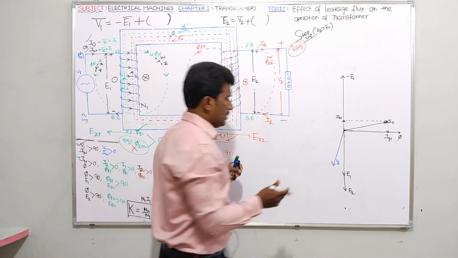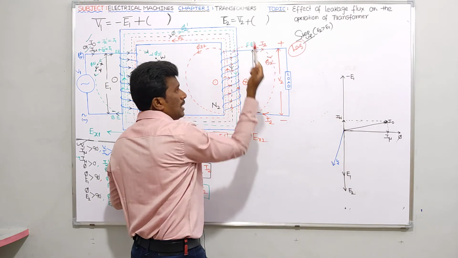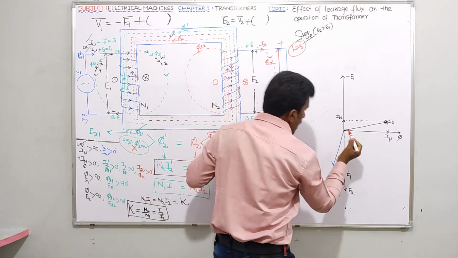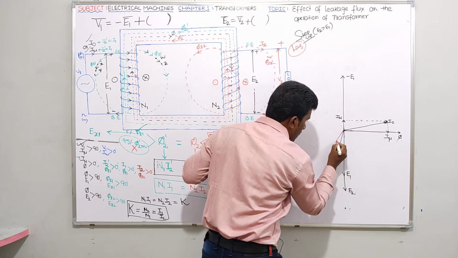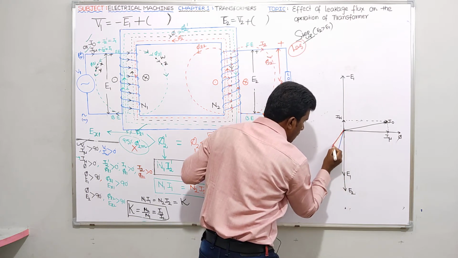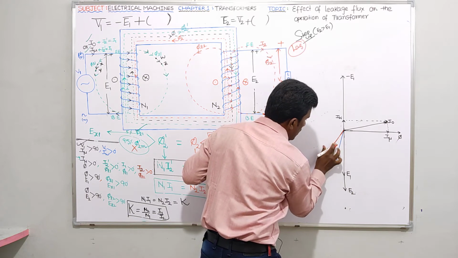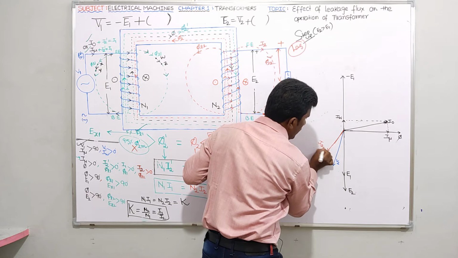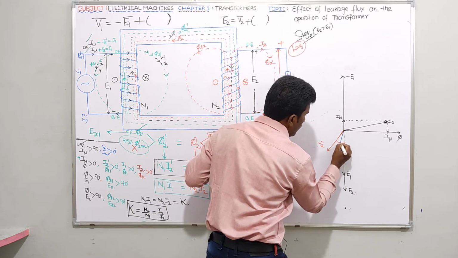Okay. So let me take here I2. I am using the same red color for the I2 vector. Okay. I2 vector lags V2 vector by some angle. What is that angle? I can call it pi 2.